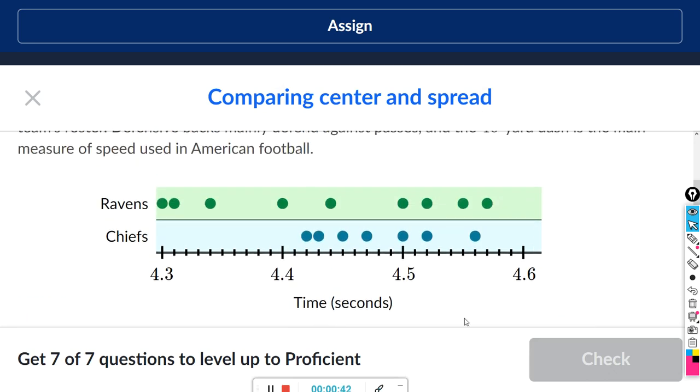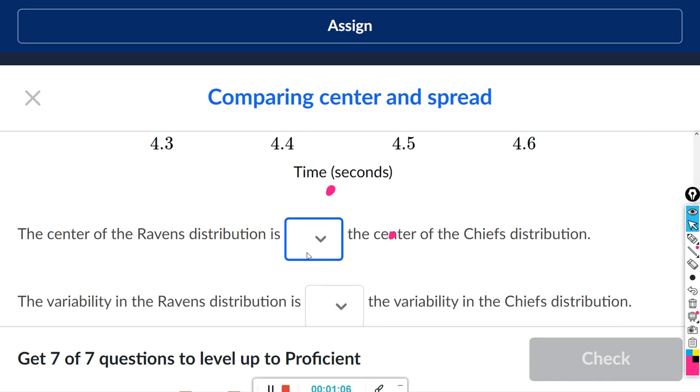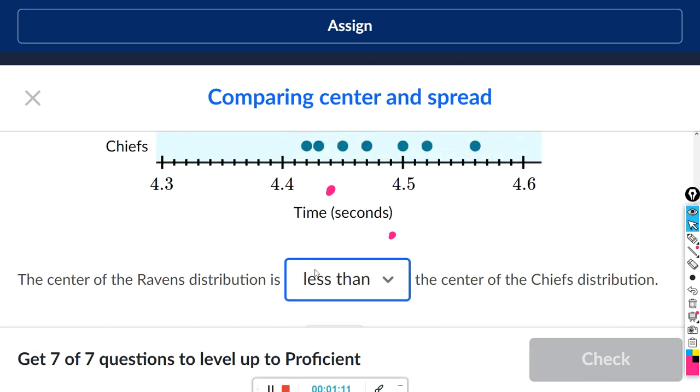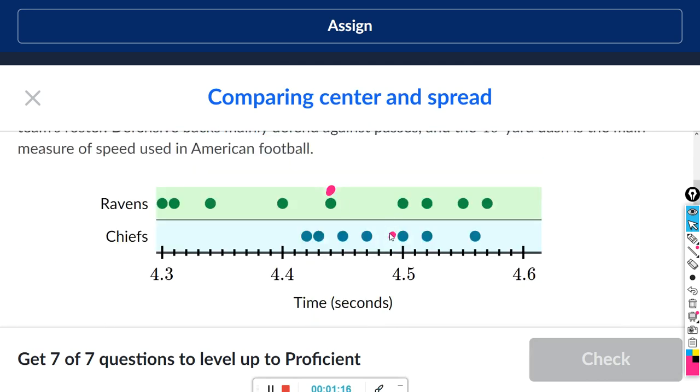Alright, so let's look at our dot plots here. If we went with the center of the Ravens distribution, that would be about right there. And if we went with the center of the Chiefs distribution, that would be about right there. So the one for the Chiefs is greater than the one for the Ravens. So the one for the Ravens is less than. Let me just double check. Yes, the one for the Ravens is less than the one for the Chiefs.